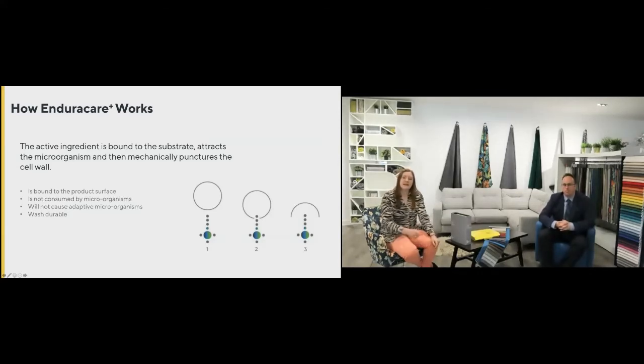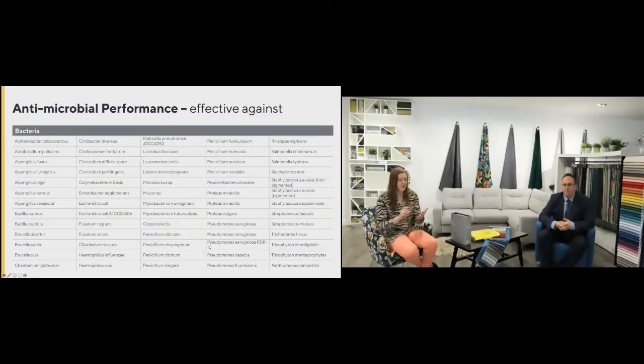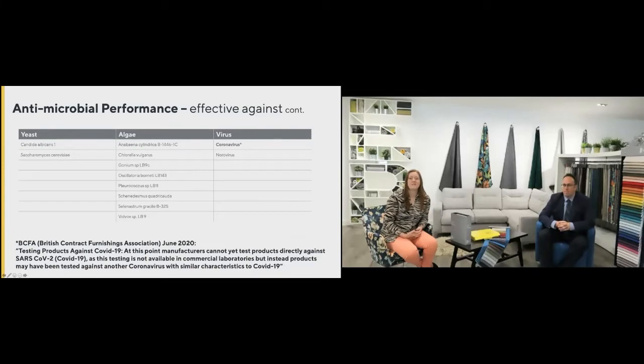So it's actually been tested against, and I think we will have a table up, a massive rake of different bacteria, fungi, even algae, and it has been tested against some key viruses, most notably the norovirus and feline coronavirus, which is, as far as we're aware, the closest you're actually allowed to get in testing to coronavirus. We may be told otherwise, but that's what we know right now. Sure. But it's probably one of the best technologies out there in terms of performance for fabrics and contract fabrics. It's probably one of the better ones on the market.